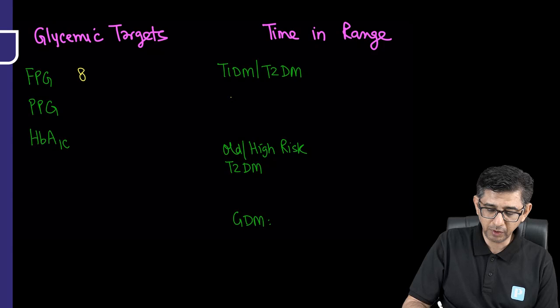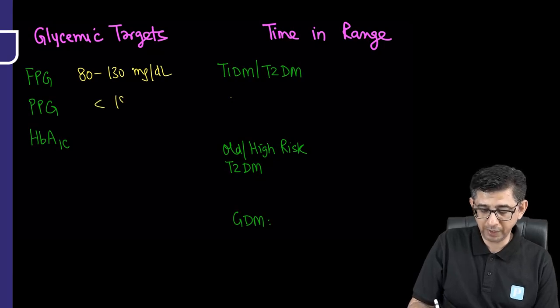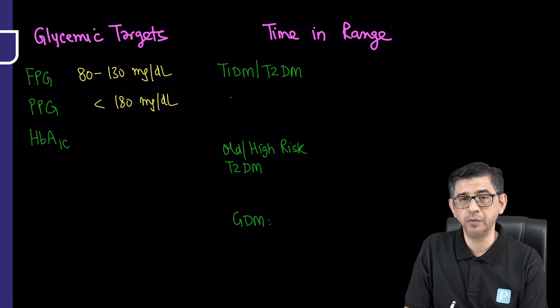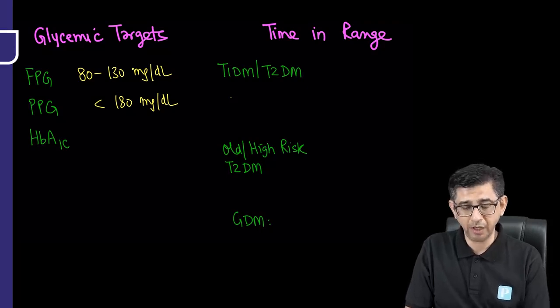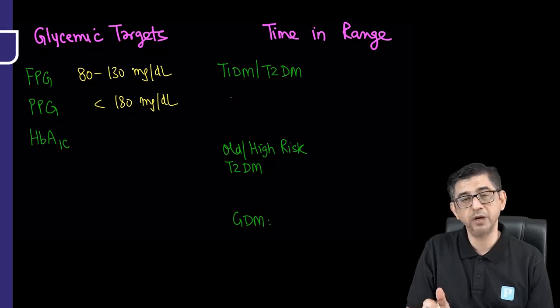So the fasting plasma glucose of the patient should be between 80 to 130 milligram per deciliter. The postprandial values should be less than 180. This is the first time that I'm using the word postprandial, because postprandial, as I told you, is not useful for diagnosis of diabetes, but for monitoring and checking whether blood sugar compliance is being maintained by a patient. So the glycemic target after food should be kept as less than 180.